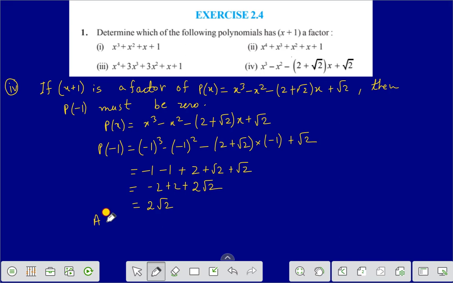Right? As P(-1) is not equal to 0, therefore we can say that x plus 1 is not a factor of P(x). Right?